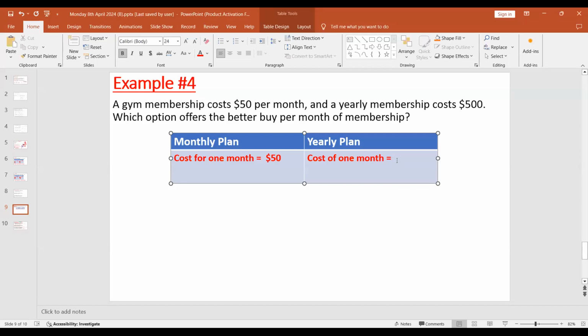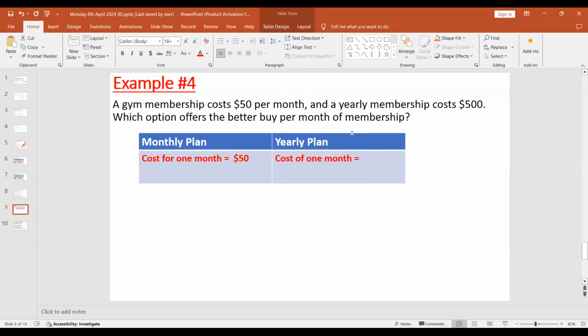41.67. 41.66. How did you get that? Divide 500 by 12. Why did you divide by 12? It's 12 months, right? So we know that there are 12 months in a year.